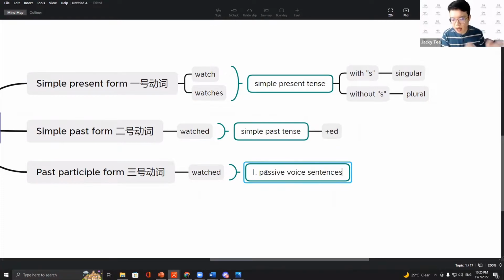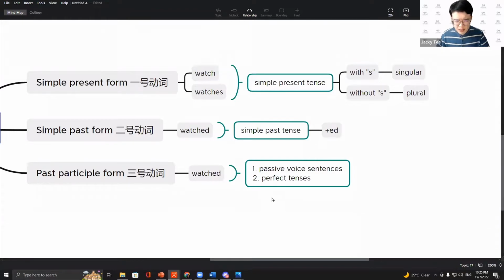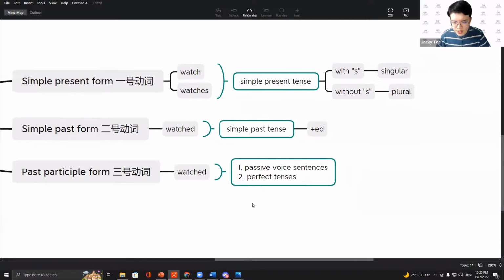Okay, the sentences that apply passive voice may apply verb number 3, which is past participle, or another situation where the sentence applies perfect tenses. Okay. In terms of the perfect tenses, we will do another video that tells you how it works. Okay, so here's the thing.